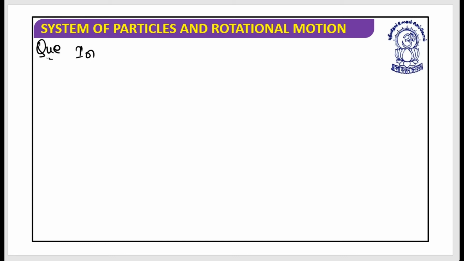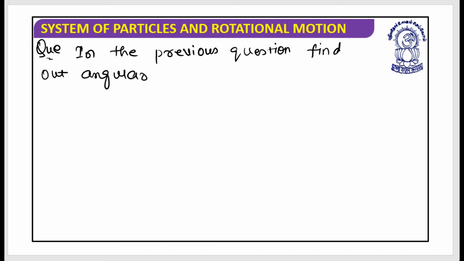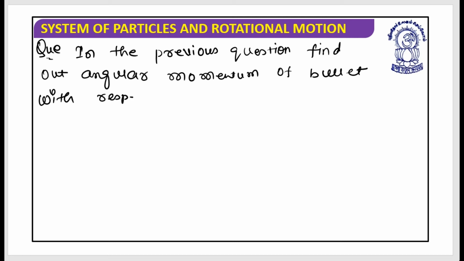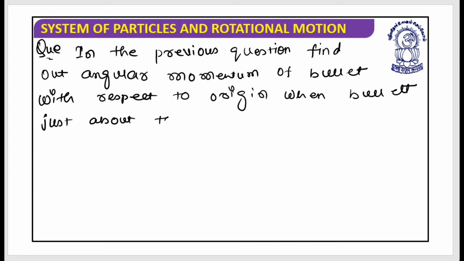It says that in the previous question, find out angular momentum of bullet with respect to origin when the bullet is just about to complete the journey. Yes, this is required. Please do it.